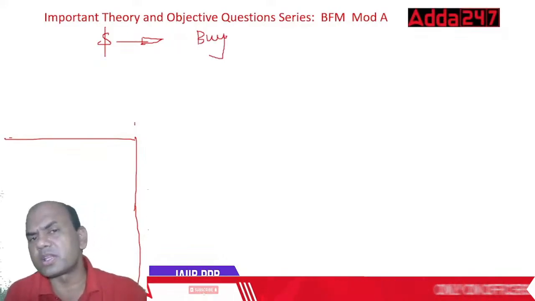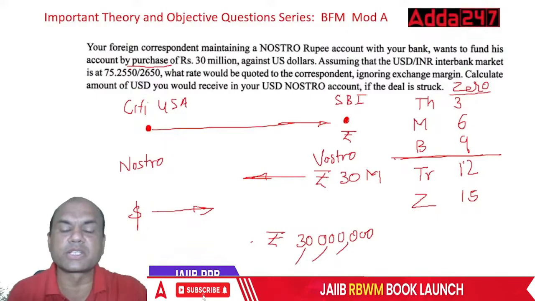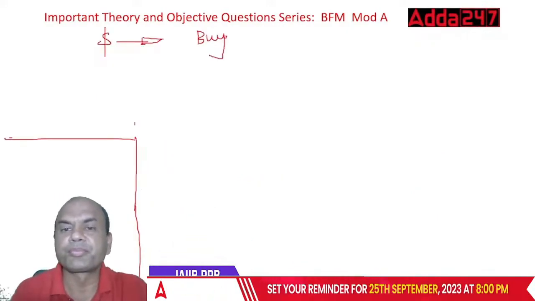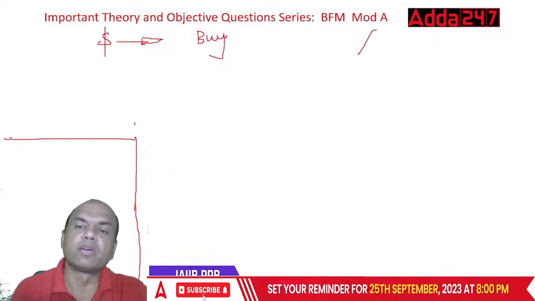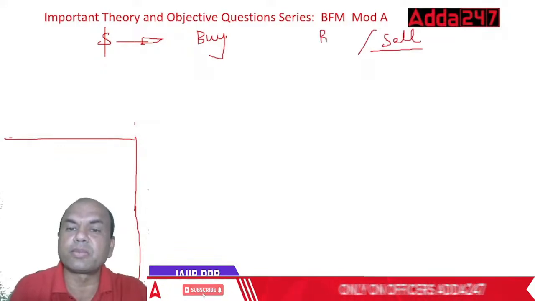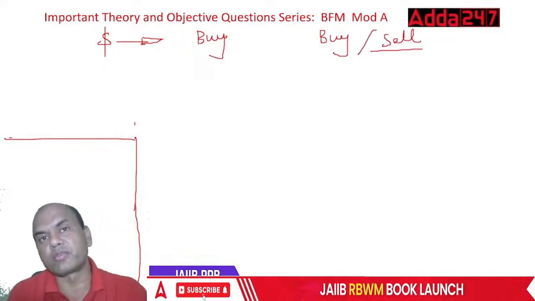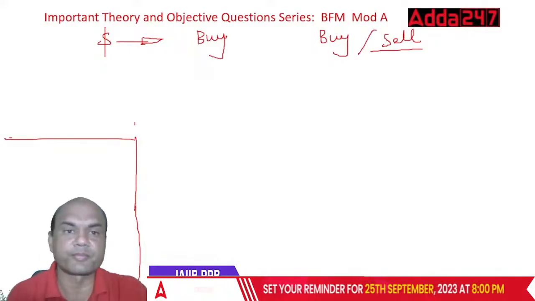What is the buy rate? Now look at this rate: 75.2550, 2650. Always remember, whenever you write the rate, the right side is always known as the sell rate, and this side is always known as the buy rate. So here we'll be using the buy rate, because dollars are coming in.